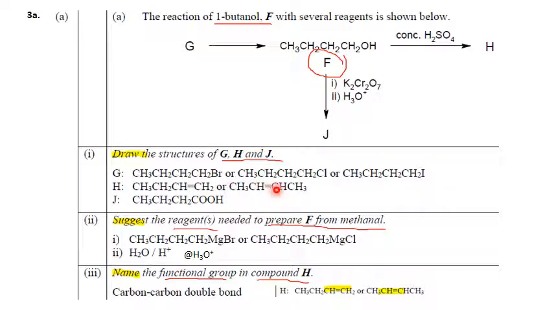I encourage you to write down this answer. Just write down the major product. And then this forms butanoic acid.